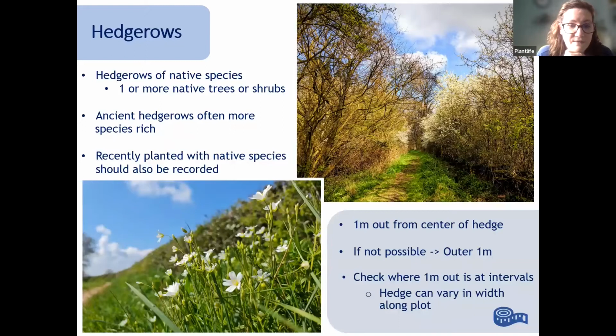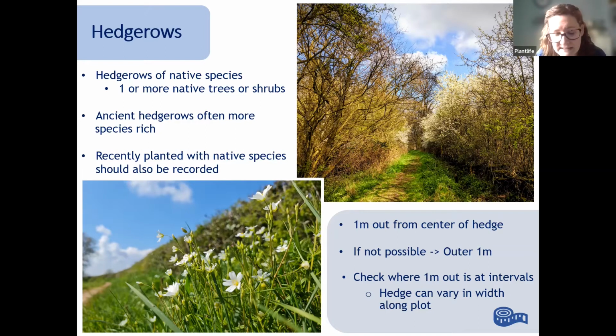Next, going along, we have hedgerows of native species, and this includes all hedgerows made up of one or more native trees or shrubs, such as ash, blackthorn, elder, hawthorn, hazel, and so on. Ancient hedgerows are often the most species rich. They often have more than, say, 5 native trees or shrub species per your 25 metre plot length, but actually hedgerows with fewer species, including those that have been recently planted with native species, should also be recorded, as long as it has one or more of these native species.